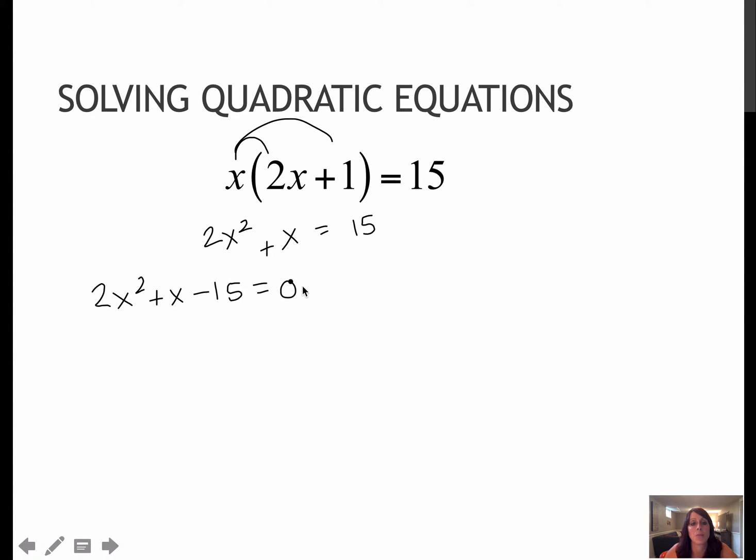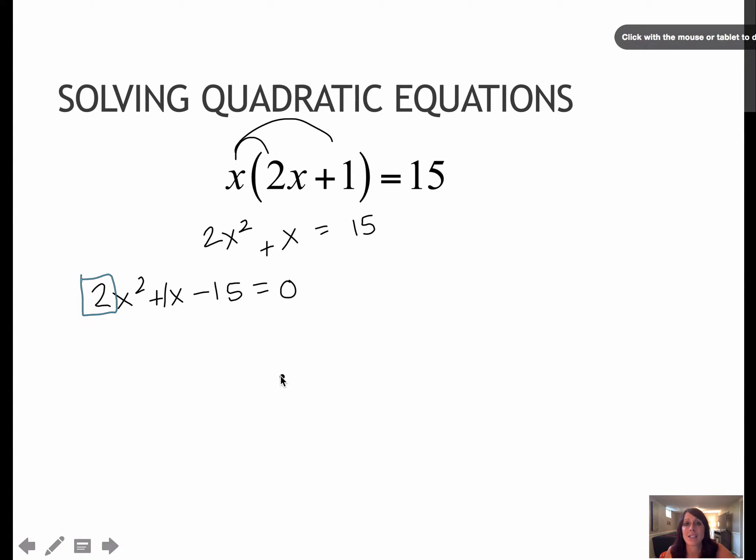Now, I can't factor this by looking for numbers that multiply to 15 that subtract to 1. And the reason that I can't is because in this case my a value is not 1. So when my a value is not 1 and I cannot take it out as a GCF, meaning I can't divide each term by 2, that means I'm going to have to do something called tic-tac-toe factoring.